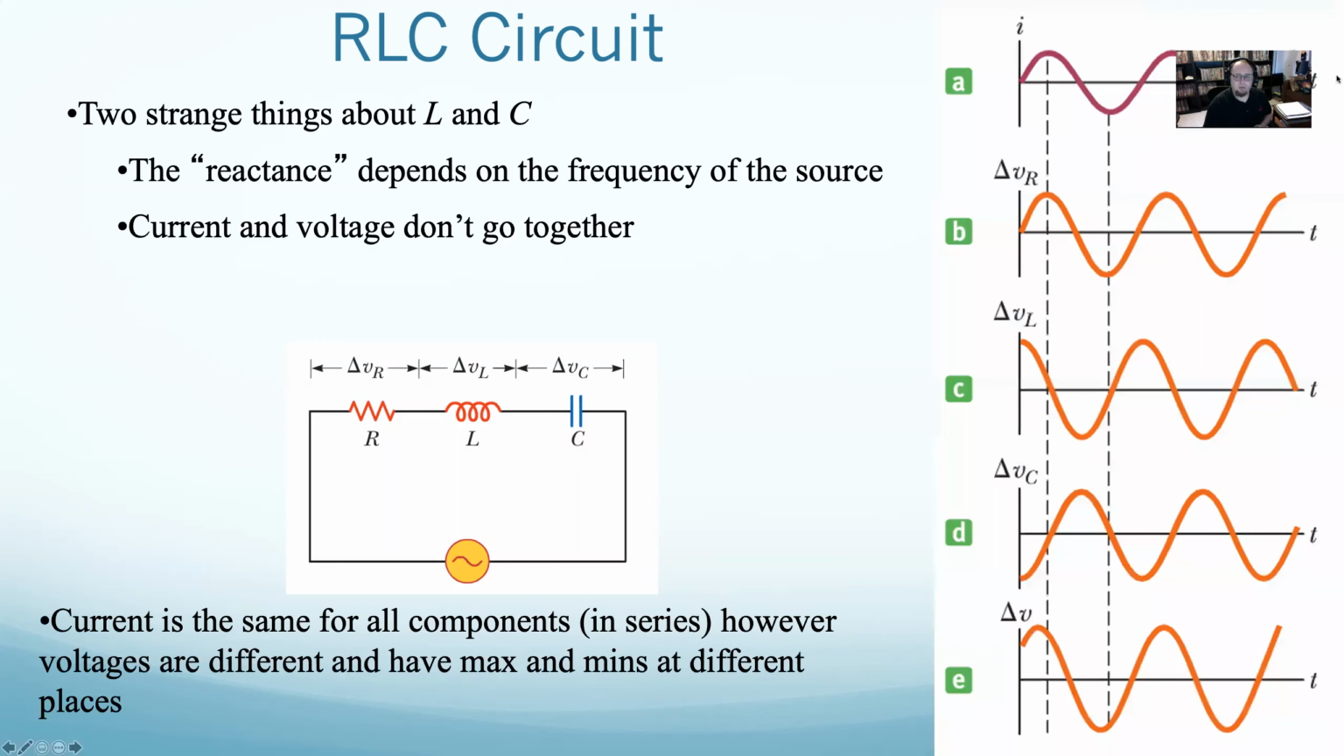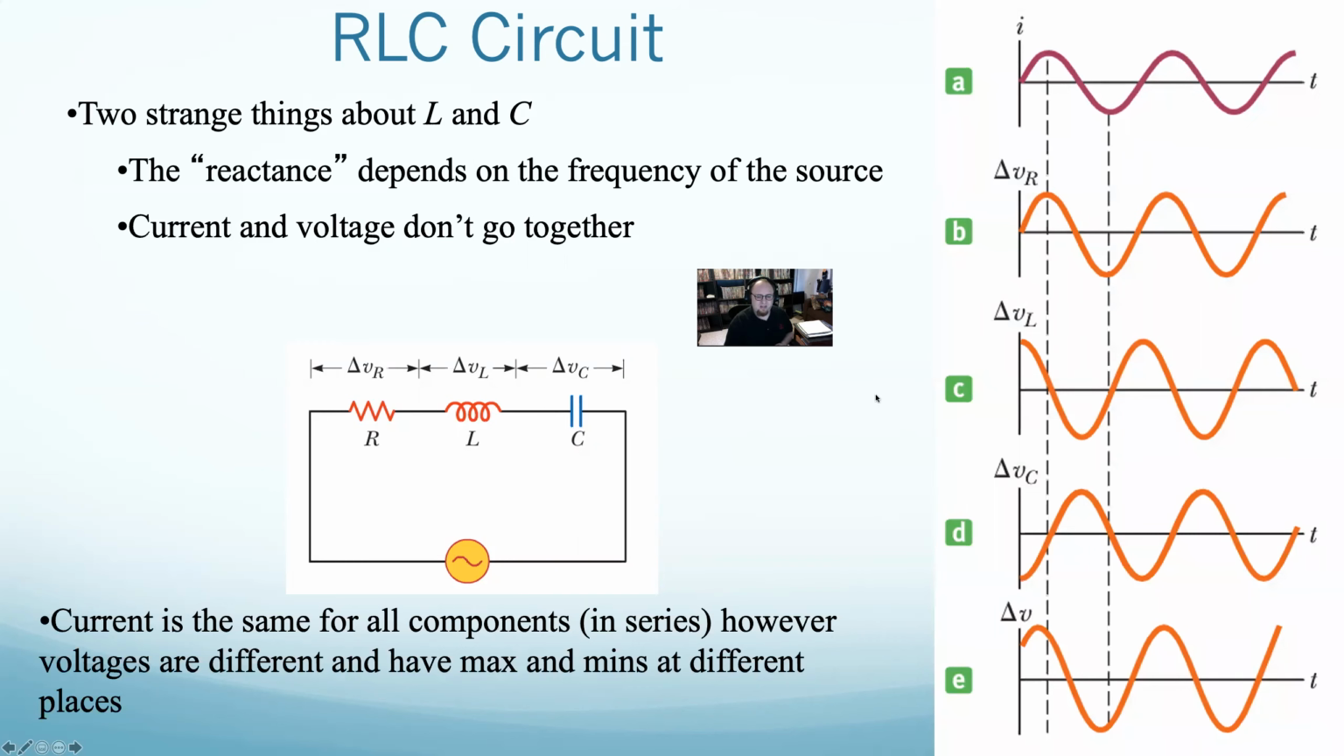If the current is always the same, that gets some things kind of weird. Because the current should go in unison. But we know a resistor has a max voltage when it has a max current. An inductor has a max voltage earlier than current. A capacitor has a max voltage later than the current. And so what's going to happen is that all of them will have voltage fluctuate differently and have their voltage peaks at different times and have their voltage changing differently as a function of time.